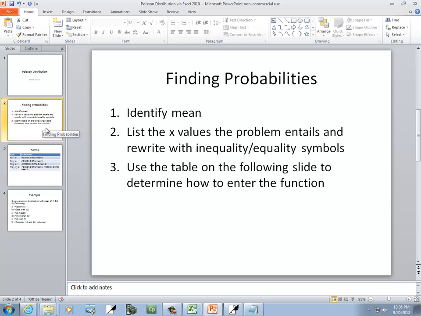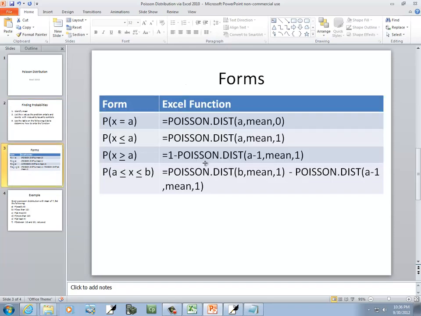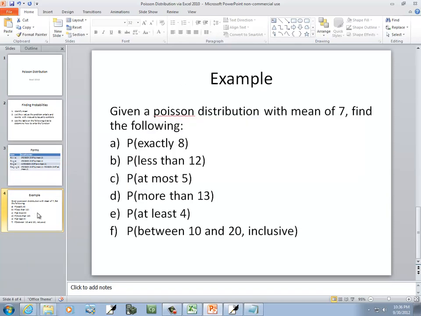So then we want to list the x values the problem entails and rewrite with inequality or equality symbols. And 3, use a table on the following slide to determine how to enter the function. And this is how we're going to enter it. I'll come back to this with examples, but let's just dive right in.